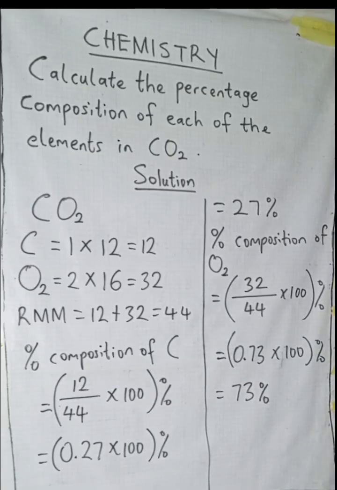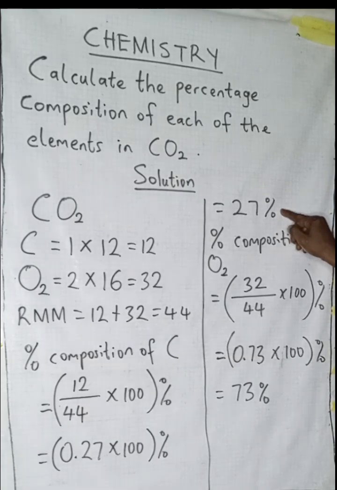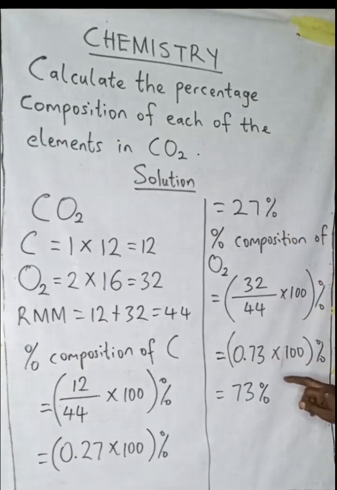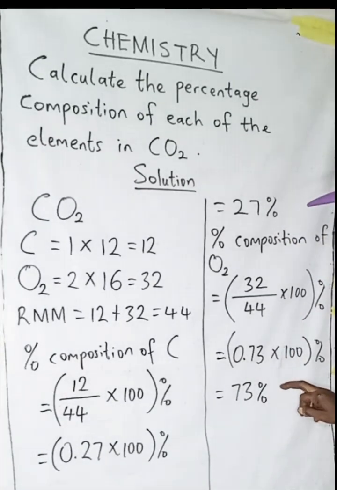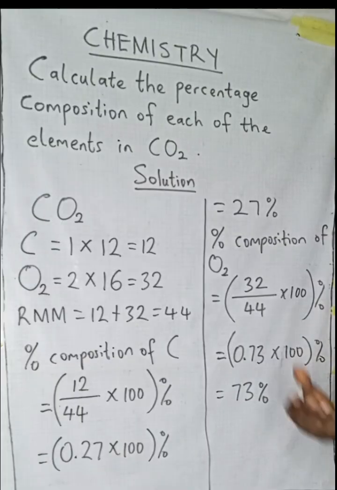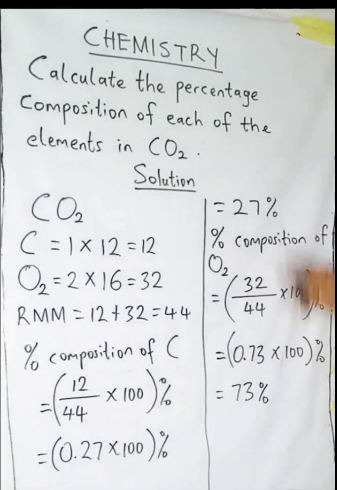So here we have the percentage composition of carbon and the percentage composition of oxygen in the compound carbon(IV) oxide. So we have more of oxygen than carbon. Very cheap.